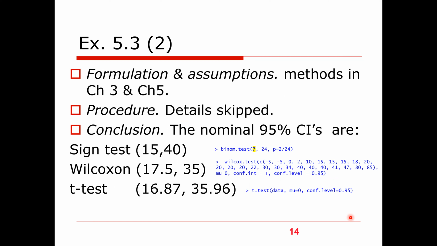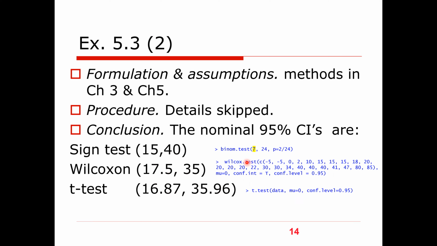All right, so let's skip some of the details because those are the methods we have learned in chapter 3. So the conclusion is, when we use the sign test, the 95% confidence interval is from 15 to 40. Wilcoxon is from 17.5 to 35, which is shorter. Using the t-test, it's longer than Wilcoxon, but shorter than the sign test. If we use R, here is the code.